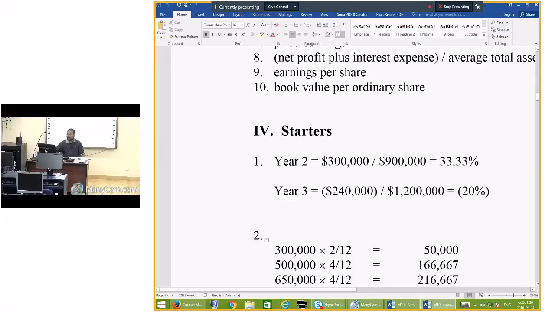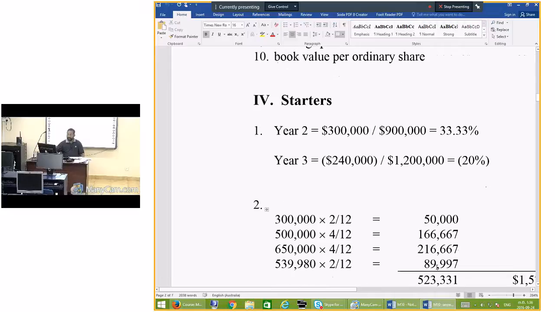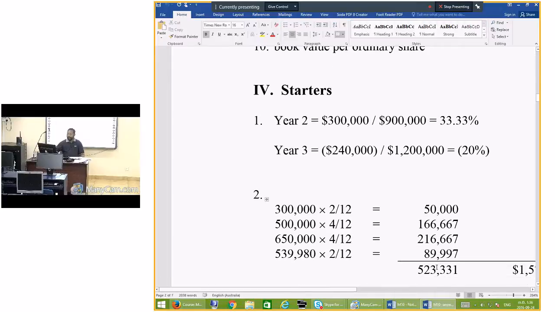Now it is 500,000. 500,000 shares were in the company for another 4 months: March, April, May, June. Then June 3rd it changed again. Therefore, for 4 months the average is 166,667. Likewise, we have to take the average shares during the period.